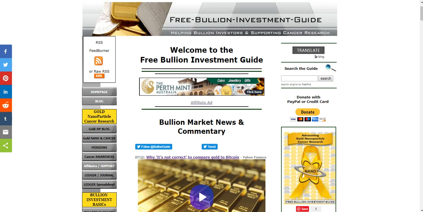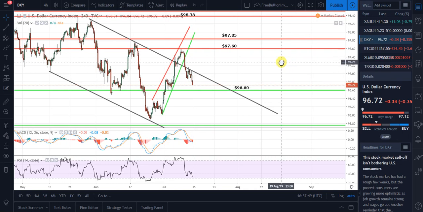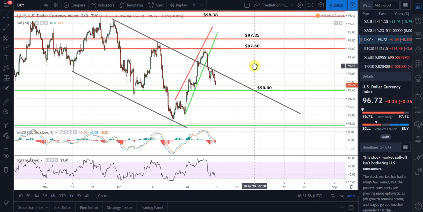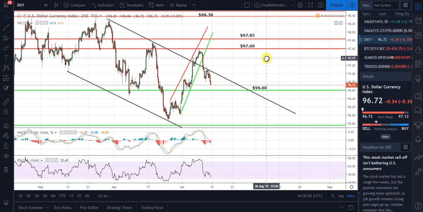Today is July 13th and I'm doing a price analysis review and outlook video for the US dollar. This is a US dollar 4-hour chart, and to quickly review last week's video, I'd been showing you this descending channel in the US dollar's price chart for about 3 weeks now.